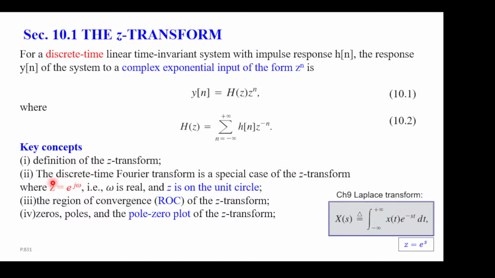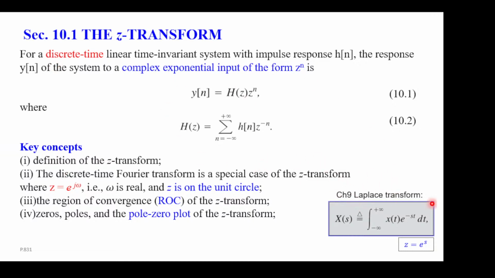So now z is anything, but we look back to the Fourier transform. Fourier transform means that z is e to the j omega, with purely imaginary exponent. And if you think about this on the z plane, then that means that z is on the unit circle. And as we said, there is going to be an ROC, and there is going to be a pole-zero plot. So that's a comparison of chapter 10 to chapter 5.